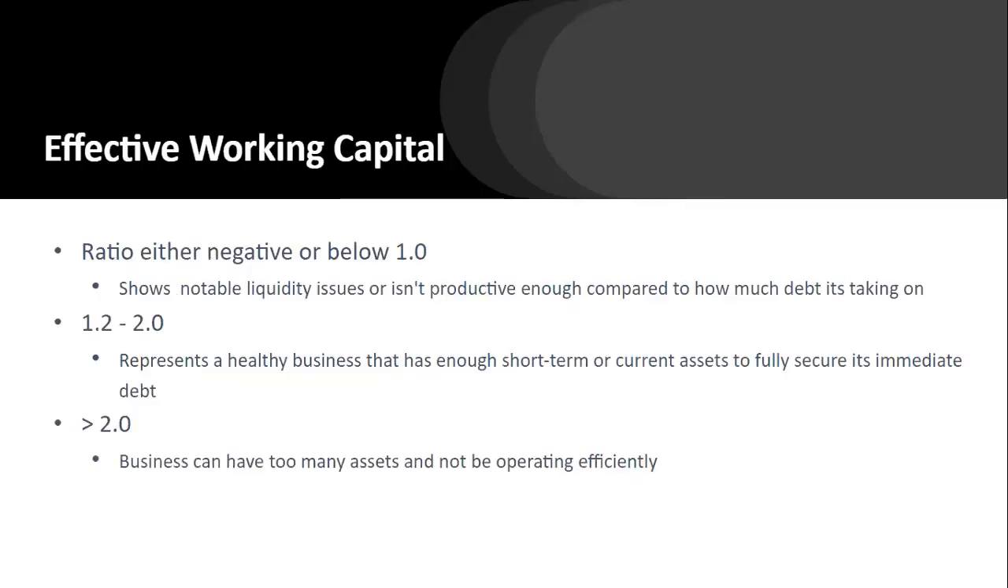There's a couple of different ranges for an effective working capital. A ratio either below one or negative shows that there are liquidity issues, or that you aren't productive enough for how much debt you're taking on.